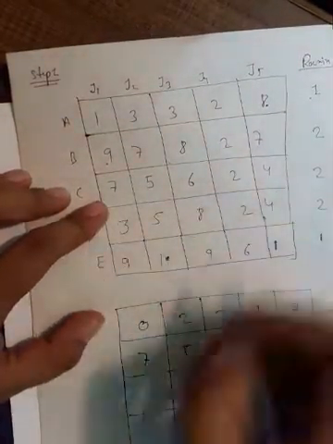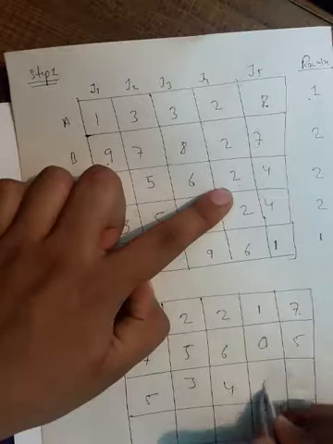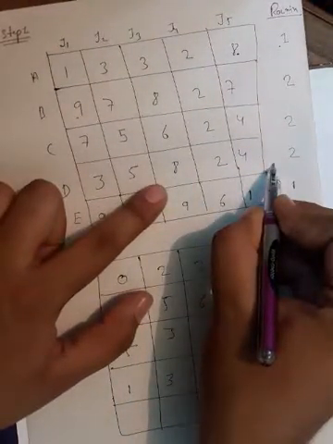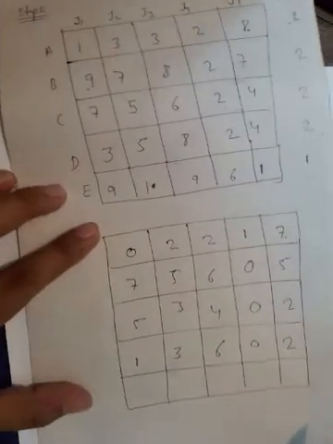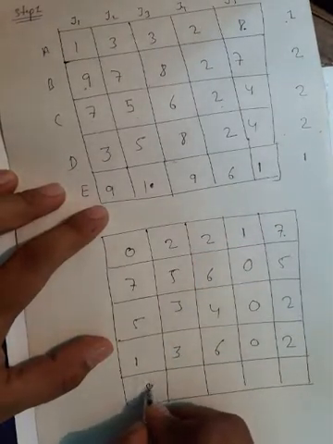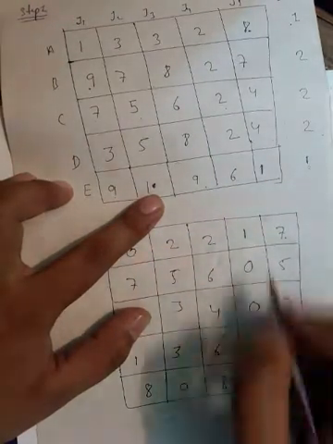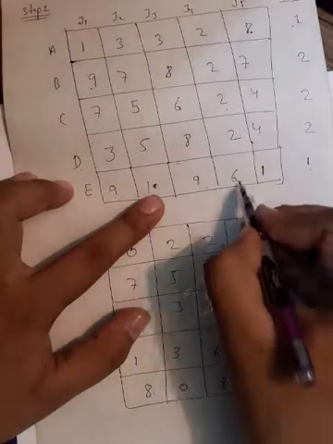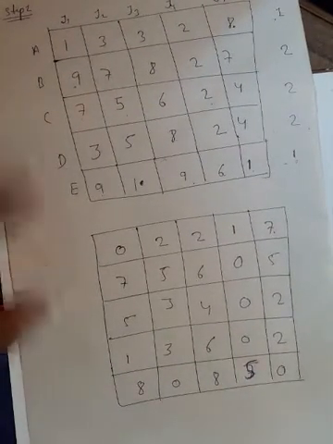In the next row, 7 minus 2 is 5, 5 minus 2 is 3, 6 minus 2 is 4, 2 minus 2 is 0, 4 minus 2 is 2. Then 3 minus 2 is 1, 5 minus 2 is 3, 8 minus 2 is 6, 2 minus 2 is 0, 4 minus 2 is 2. Next row, 9 minus 1 is 8, 1 minus 1 is 0, 9 minus 1 is 8, 6 minus 1 is 5, 1 minus 1 is 0. You get the matrix as shown below.